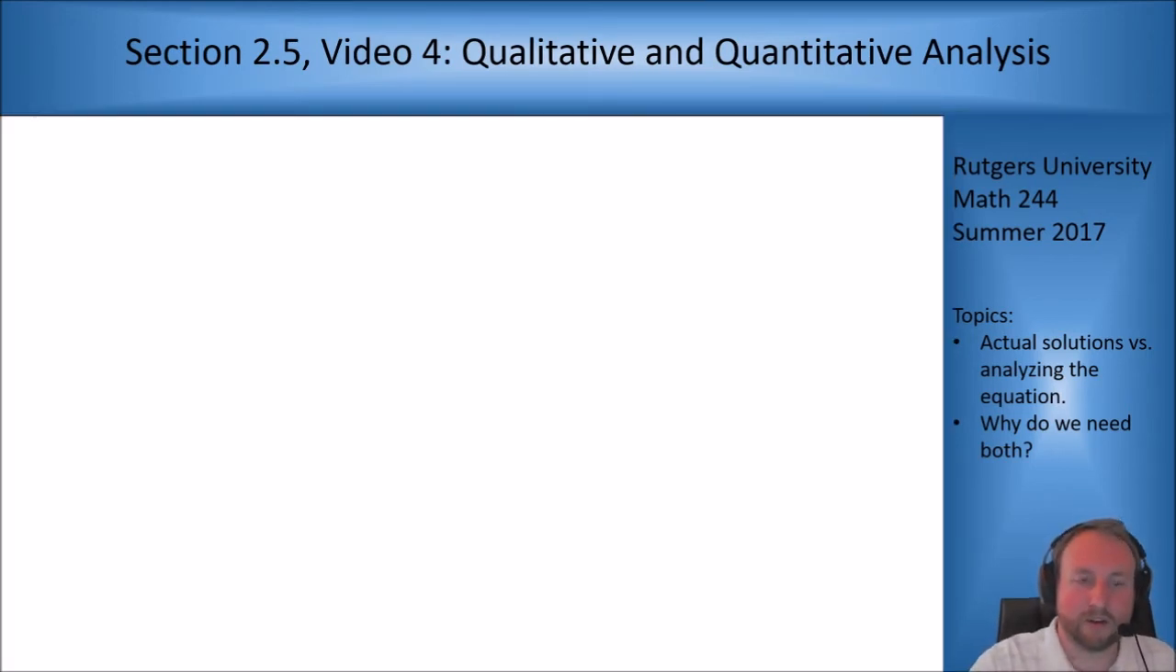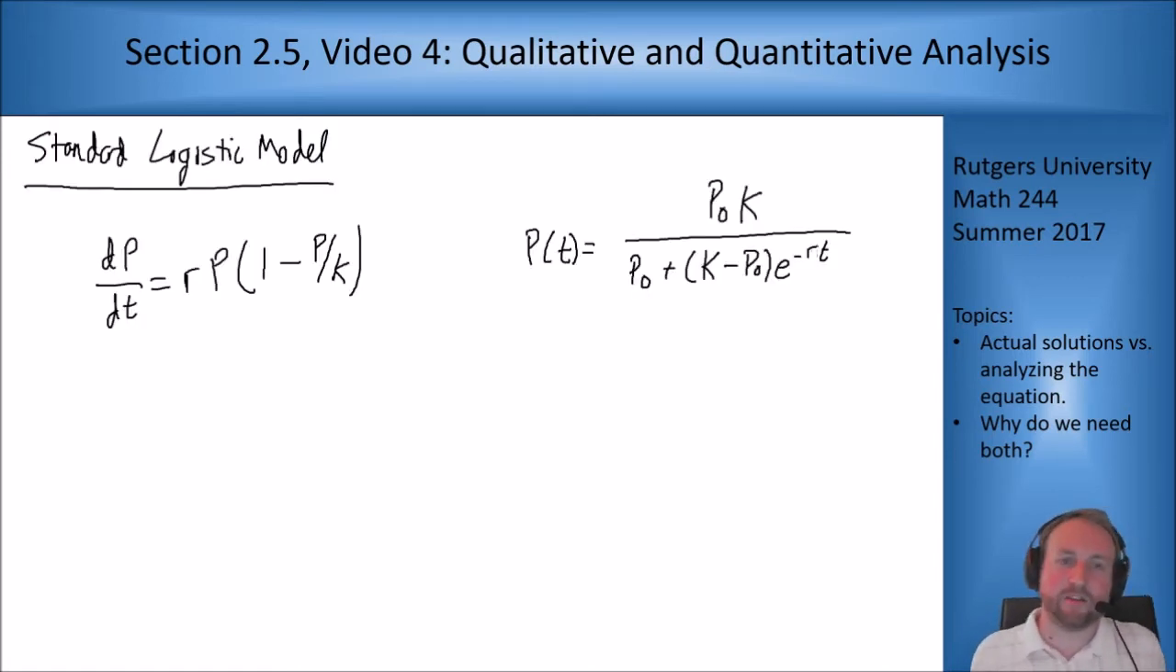So if we look at the standard logistic model for population growth, we can write out both the ODE that it satisfies and the solution to the ODE that we get from the book for solving this equation. So if we do that, this is what we get. On the left here, we have the ODE that the logistic model satisfies, and on the right, we have the actual solution given that P of 0 equals P0.